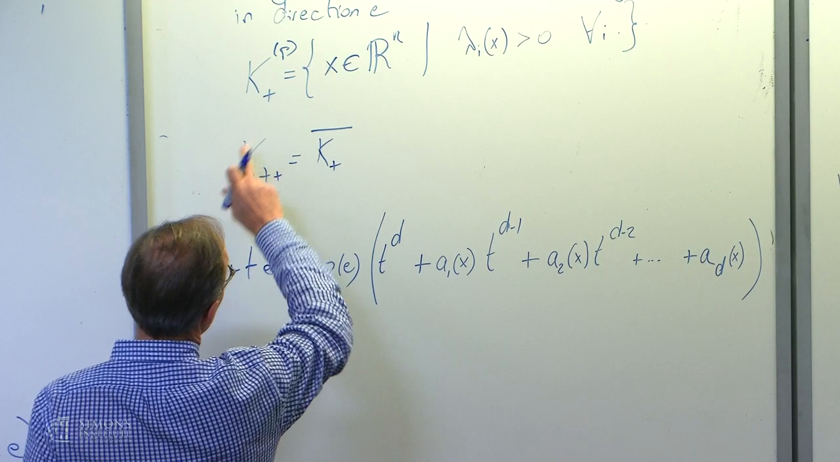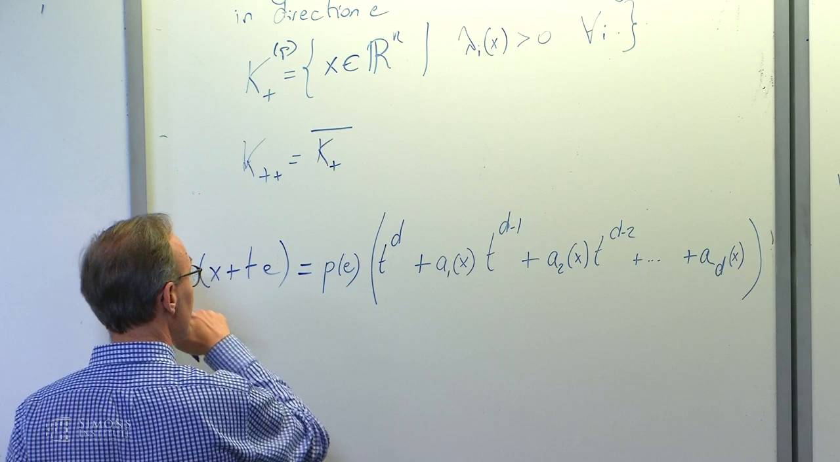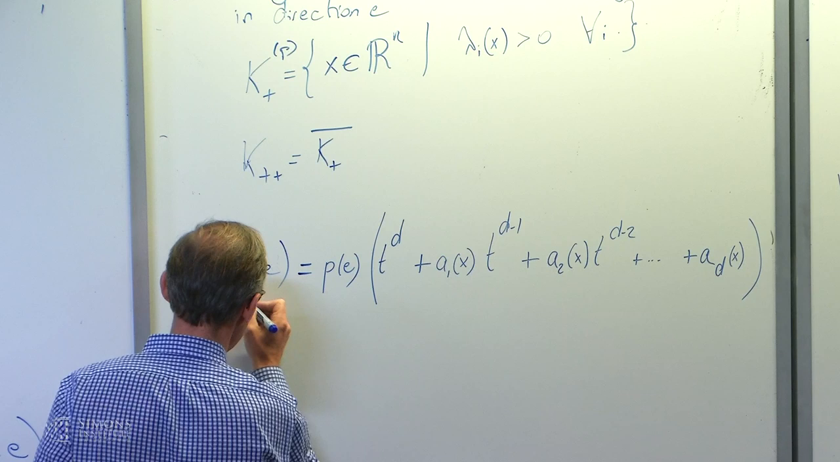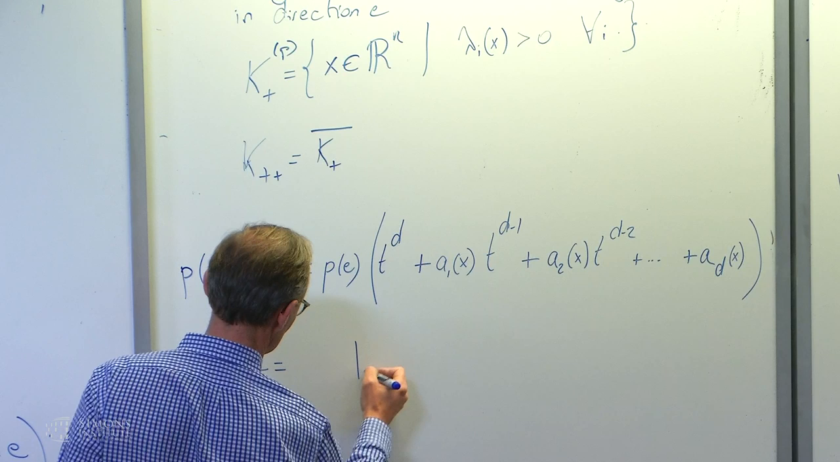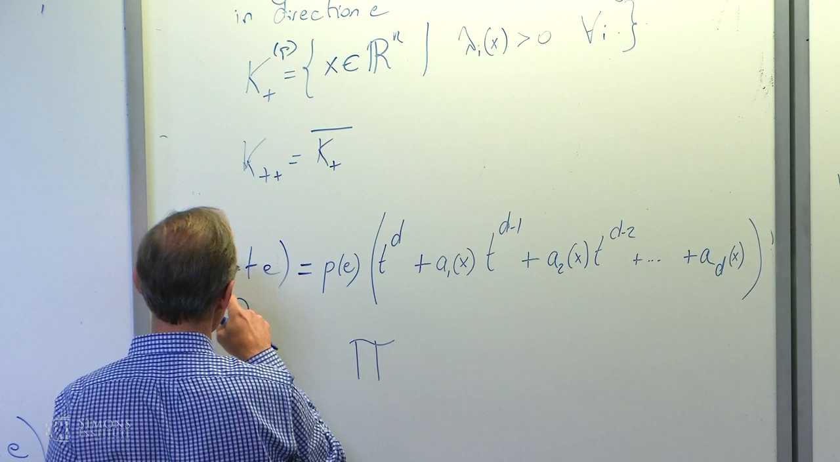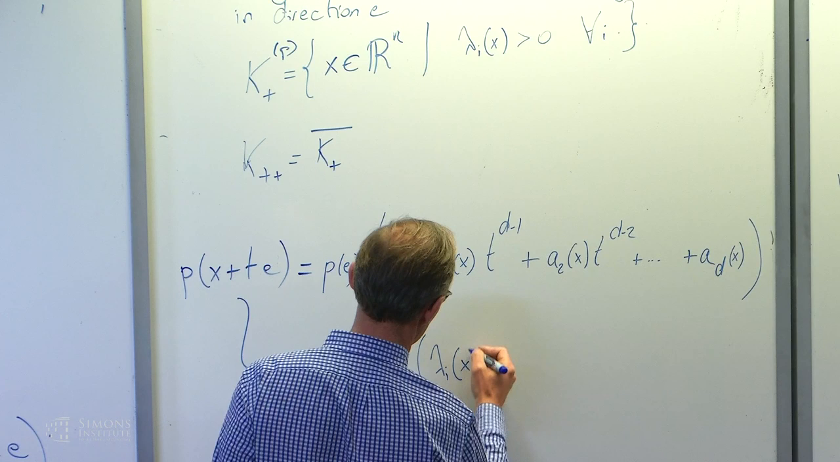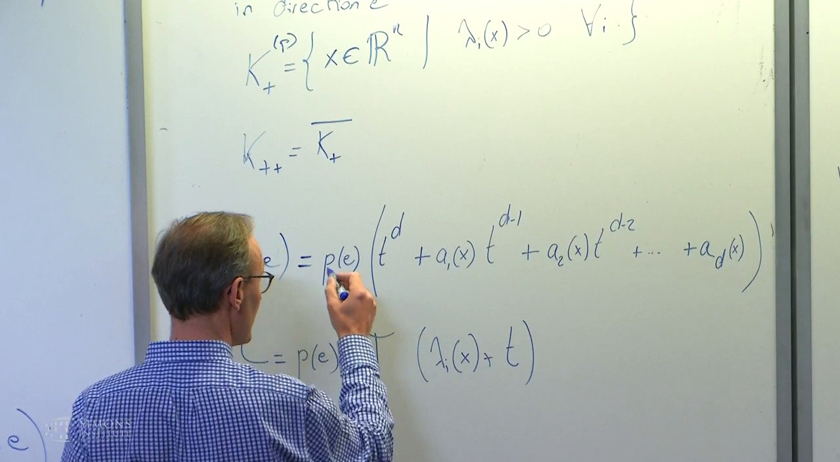And so let's try to relate K plus to this. The first thing to notice is that I can give an alternate view of this, because I know that the roots are lambda 1 of x, lambda 2 of x, and so on. So this must also be equal to the product. If this was a minus, it would be lambda i of x minus t. But since it's a plus, this becomes a plus. So that's the product over the i's, times p of e. So this expression and that expression must be the same.